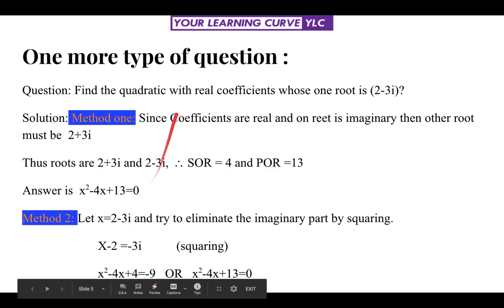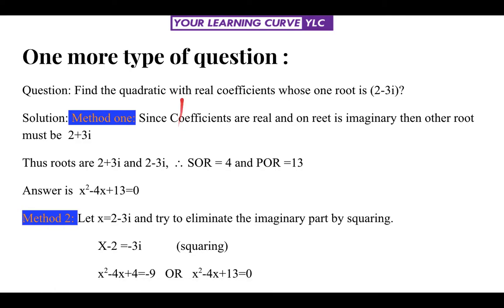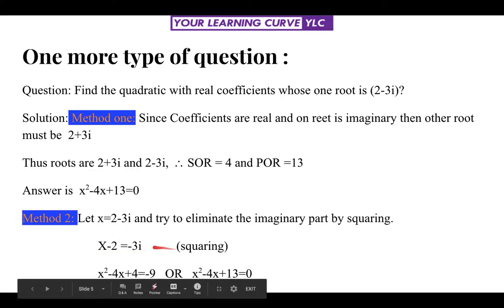We know that we have to find the equation of second degree in real coefficients. Means first you have to get x square, second you have to get rid of this i. So what we do, we transfer this 2 to the other side, x minus 2 is equal to minus 3i. Now you square it. When you square it, this i will vanish and become minus 1. So you will get x square minus 4x plus 4 is equal to minus 9. Transfer this minus 9 to this side, you will get x square minus 4x plus 13 is equal to 0.